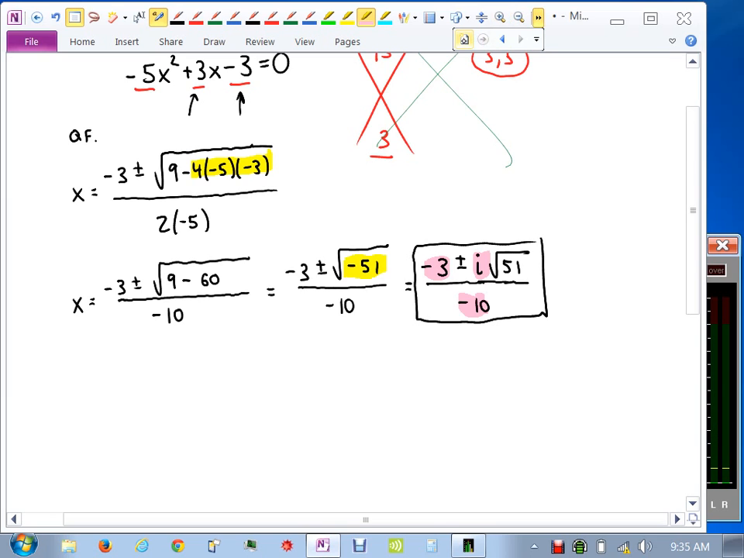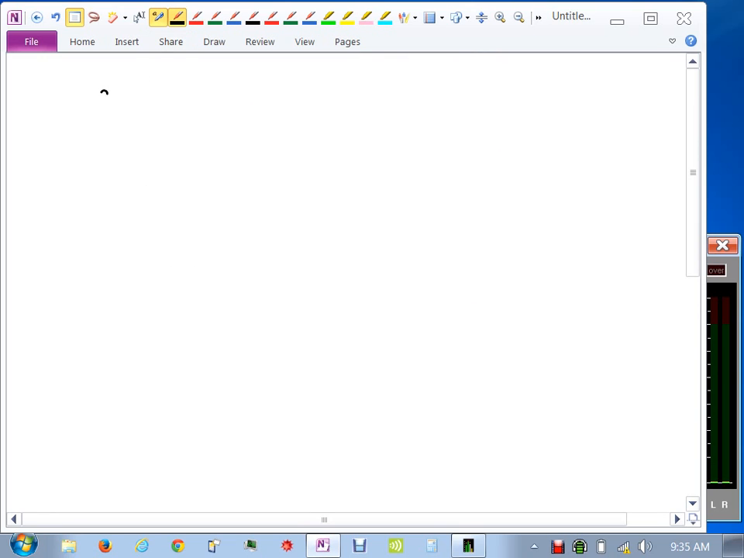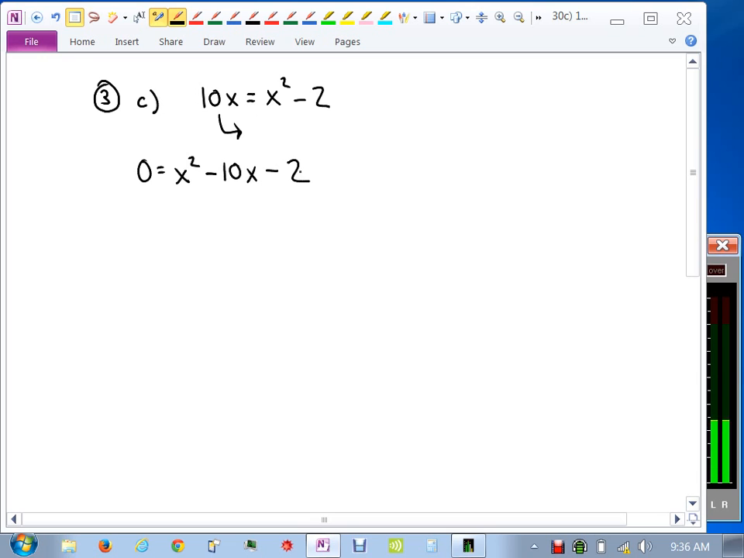All right, let's look at 3C. I'll do a new page. 3C. We've got 10x equals x squared minus 2. I'm going to move everything to one side, so I'm going to move that 10x over. So I'll get 0 equals x squared. Make sure I put this in the right order. It's negative 10x because I subtracted 10x on both sides, and then minus 2. So make sure we have descending order, highest power of x down, before you start doing anything.